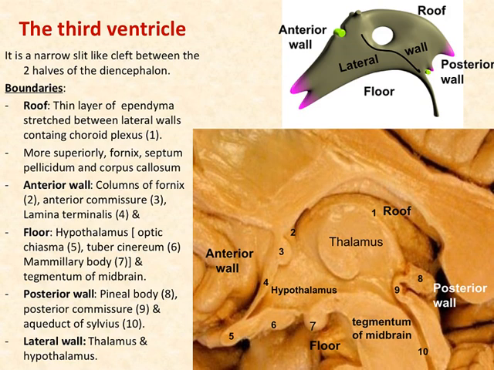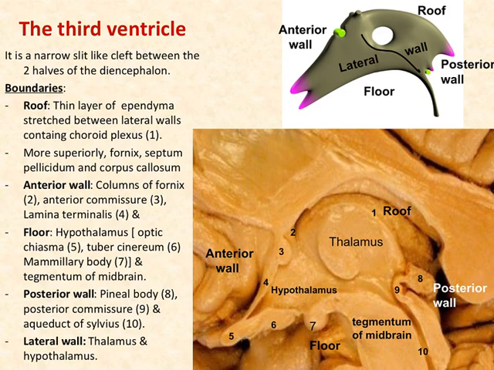Last lecture we discussed in detail the relations between the lateral ventricle and the different parts of the caudate nucleus and also the thalamus and in relation to the internal capsule. Today in this lecture we will discuss the relations of the third ventricle.